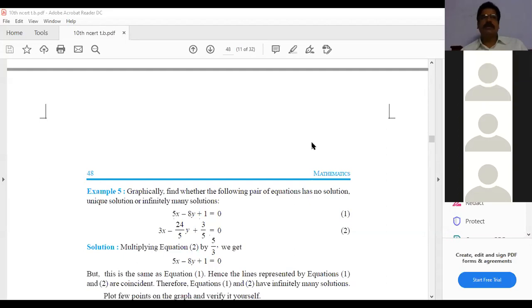X by B1 C2 minus B2 C1, very good, is equal to Y by C1 A2 minus C2 A1, excellent, is equal to 1 by A1 B2 minus A2 B1. Good, Kavya. I think you followed the chapter nicely. That is the formula for the cross multiplication method.